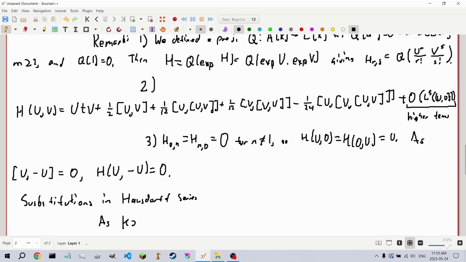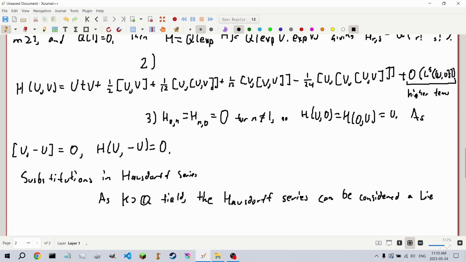As K is containing rationals as a field, the Hausdorff series can be considered as a Lie formal power series over k with coefficients in Rk.